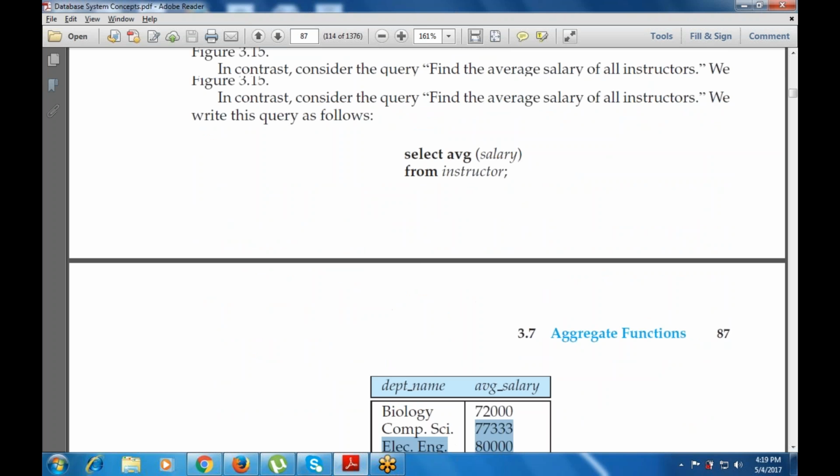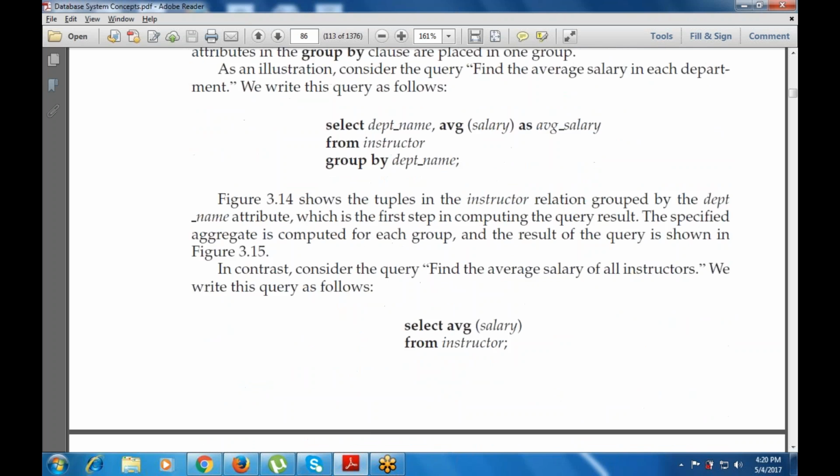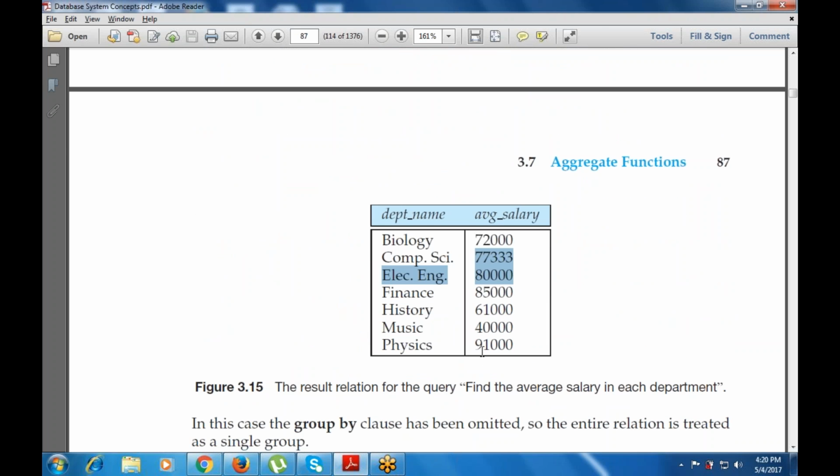In the same way, electrical engineering has only one, so it's 80,000. Finance has 2 salaries, 90 and 80. This is 170,000, that is divided by 2, not 3, because there are only 2 salaries. In the same way, history has 2, divided by 2. Music does not have any, physics does have 2 fields. This is 91,000.